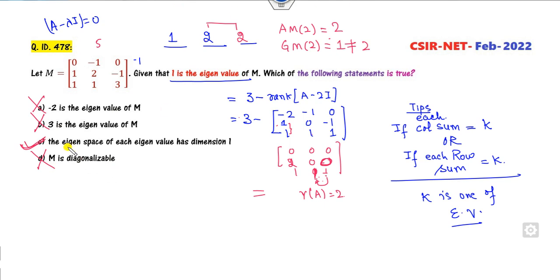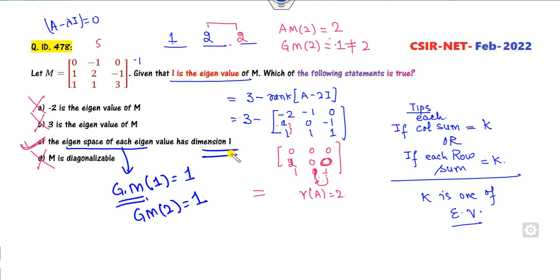What is the meaning of the eigenspace? This is nothing but the geometric multiplicity, the geometric multiplicity of each eigenvalue. What is the geometric multiplicity of 1? Being a distinct element, it is 1. What is the geometric multiplicity of 2? I already computed it as 1. So each has dimension 1, which is the right answer of this problem.